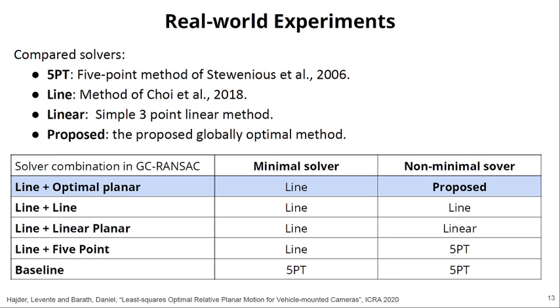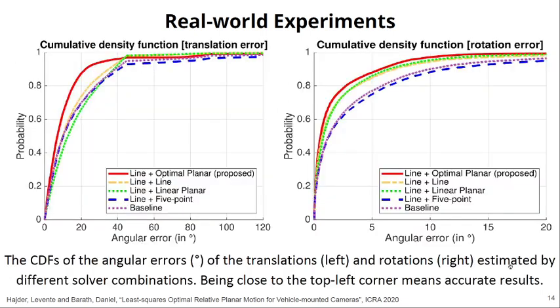The first one is the proposed combination. It contains the proposed optimal pose estimator as the non-minimal solver. The baseline method is the 5-point algorithm of Stevenius et al. The method of Choi et al. is used as the minimal solver for most of the cases. However, it can also be applied as the final solver. The linear solver is a simple method that estimates the 4 unknown elements of the essential matrix as the null vector of the 3×4 coefficient matrix for the linear problem.